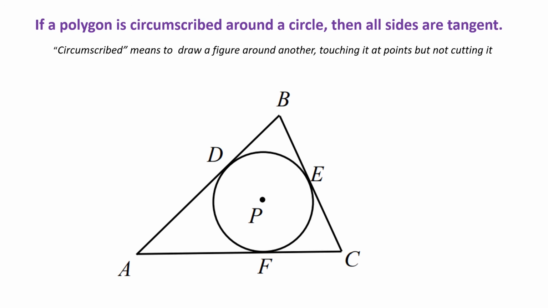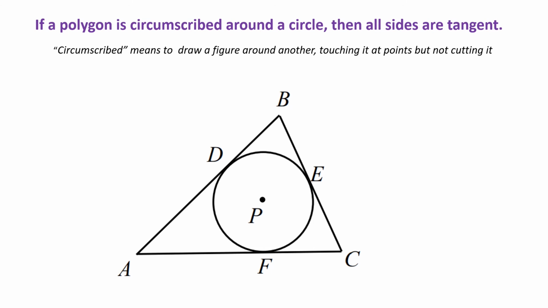All right, so the last property we're going to learn here states that if a polygon is circumscribed around a circle, then all sides are tangent. And remember, circumscribed simply means to draw around a figure, touching it at points but not cutting it. So we could say here that triangle ABC is circumscribed about the circle P.